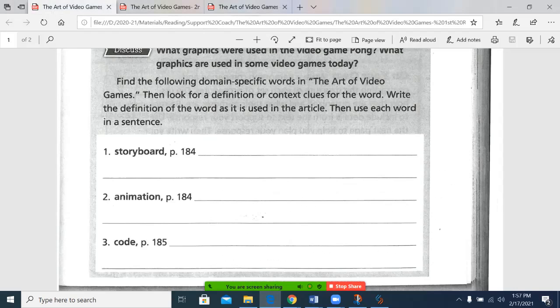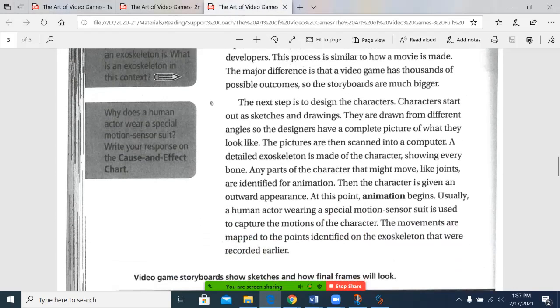Let's look at animation on 184. Then the character is given an outward appearance. At this point, animation begins. Usually a human actor wearing a special motion sensor suit is needed to capture the motions of the character. So I can tie animation and motions together.